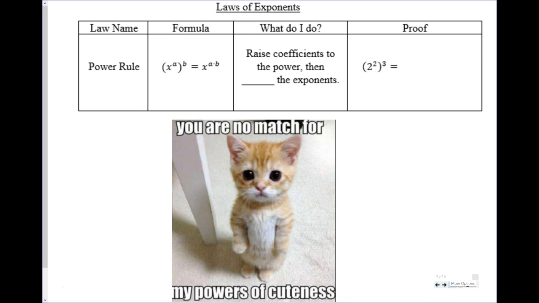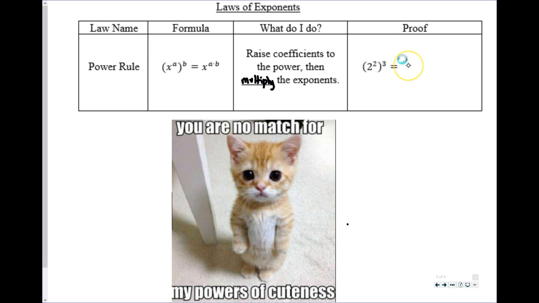Okay, so like we did last time, we're going to add this to our laws. This is the second law that we're learning, and it's called the power rule. So the formula for this is if I've got a base, and that base is raised to a power, like let's say a is 2, and then we have that whole thing raised to another power. What is the pattern to simplify? Well, you just multiply the two powers and keep the base. So I raise the coefficients to the power like I showed you, and then you multiply the exponents.